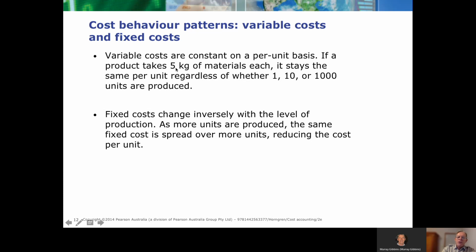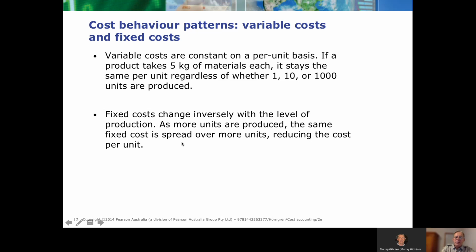So if it costs $5 per kilo, whether we produce for the first unit or the 10th unit or the 1000th unit, it's still costing us $5 per kilo for our raw materials or our direct materials. Whereas fixed costs will change inversely, meaning that they will drop as production increases.